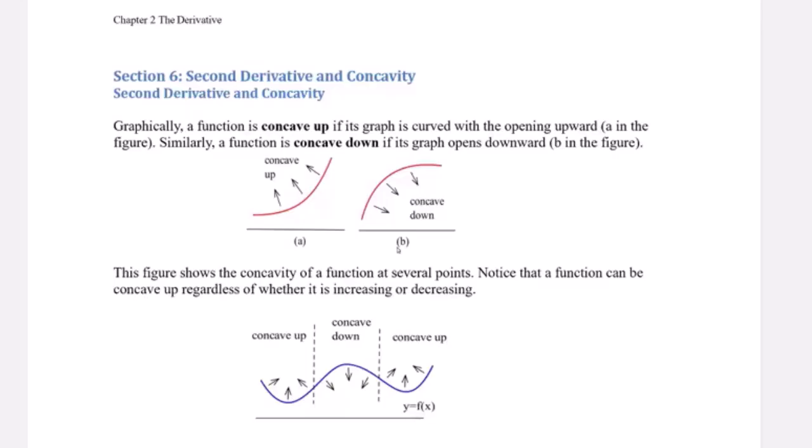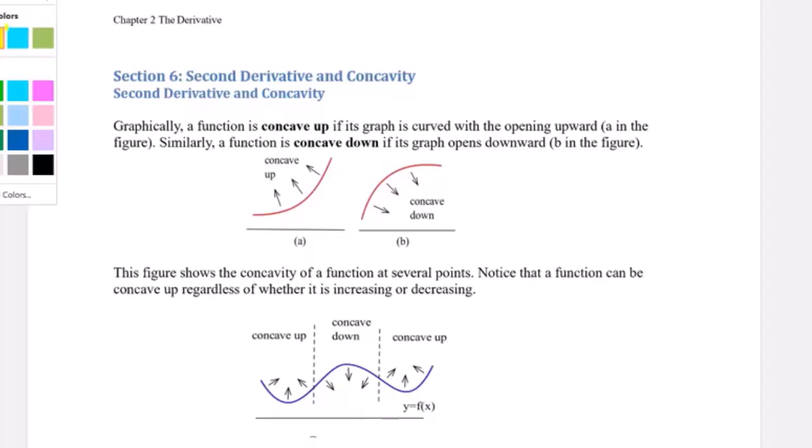Welcome to Chapter 2, Section 6, and this is the second derivative. What we're going to talk about with this second derivative is called concavity. Notice that a function can be concave up regardless of whether it is increasing or decreasing. So that's pretty important.